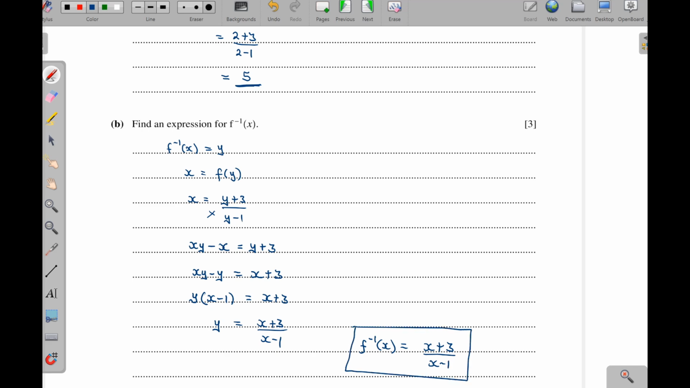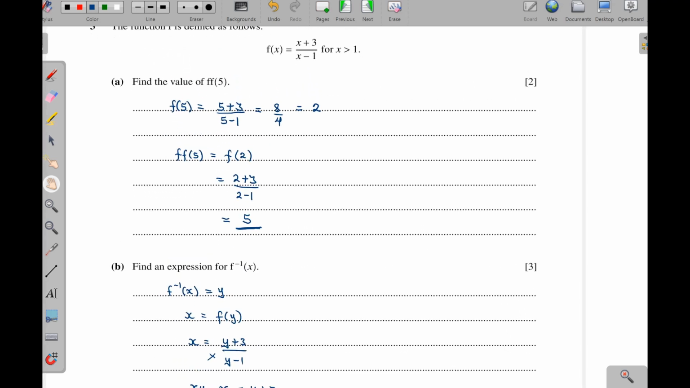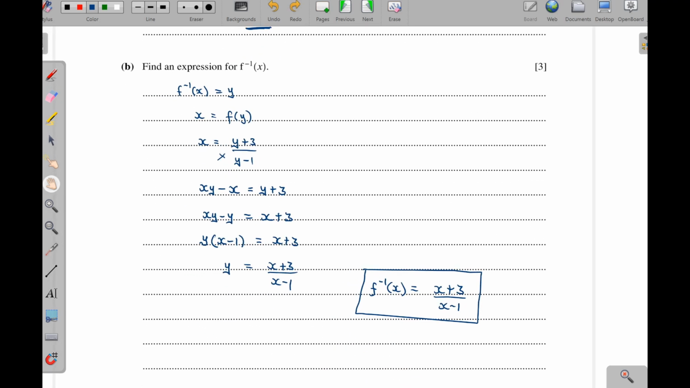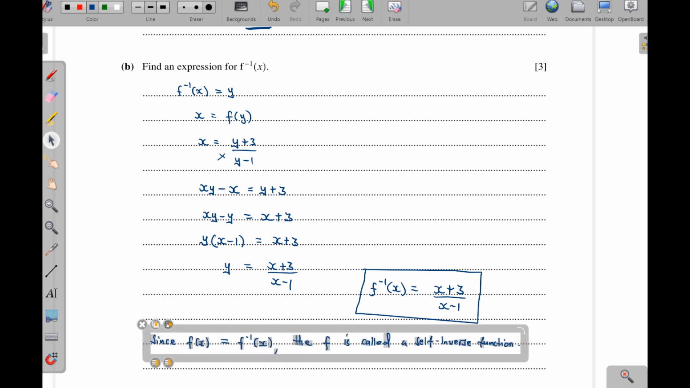That is that. But if you look at this function, it is exactly the same as this. So this one, we call it the self-inverse function, okay? Since f of x is the same as f inverse of x, then f is called a self-inverse function. Okay? One time they can ask you such a question.